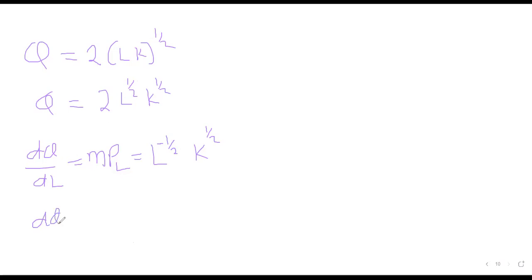Then we go to differentiating with respect to capital. The marginal product of capital, our dummy in this case will be L to the power half. So we're going to remain with 2K to the power half. When we differentiate, half times 2 is an invisible 1. Half minus 1 is negative half. So this is going to be the derivative, our marginal product of capital.